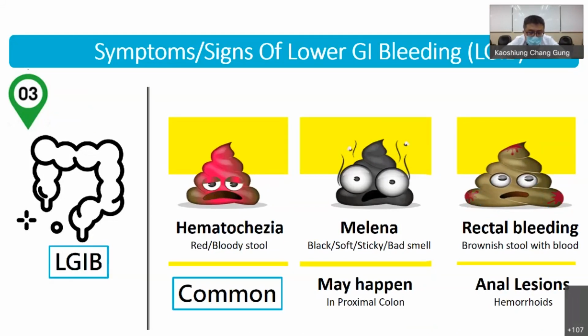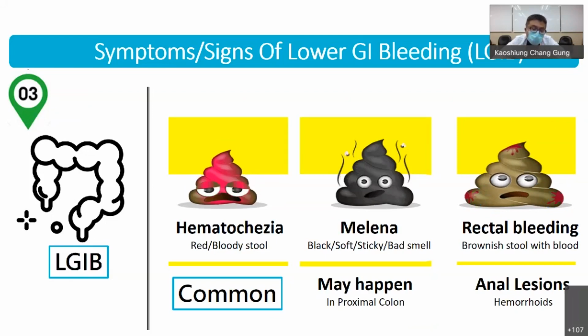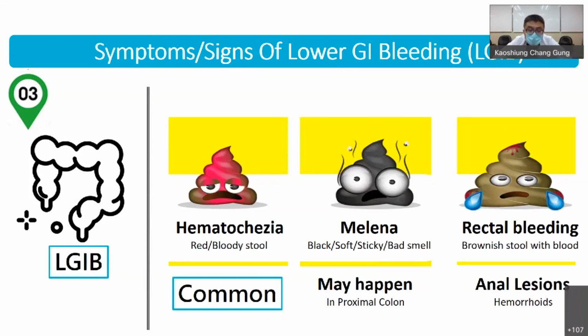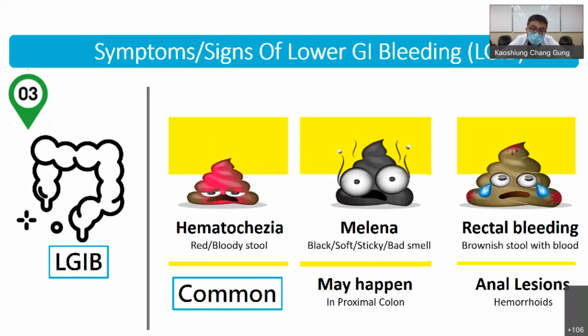That's more common. But if patients have more chronic or more proximal colon bleeding, maybe patients will also present with tarry stool. Okay. If patients have rectal bleeding, that means patients have brownish, normal color stool, but have blood tinges on it. Maybe we will think the first diagnosis is anal bleeding, like hemorrhoid bleeding, anal fissures, or anal ulcer bleeding.